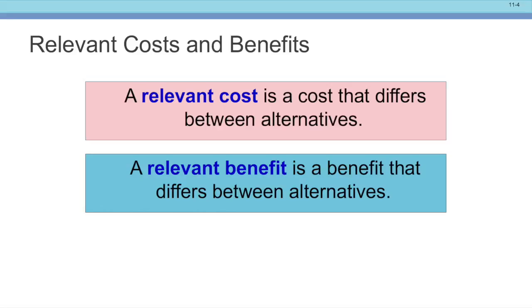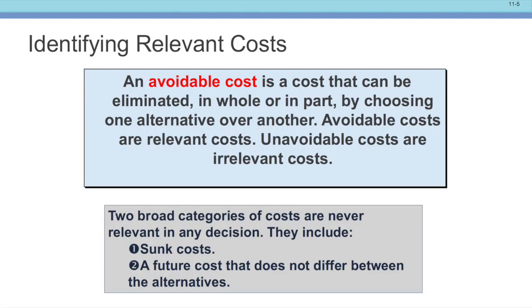So, a relevant cost is a cost that differs between alternatives, and a relevant benefit is a benefit that differs between alternatives. Now, that may sound vague right now here at the start, but you will see that this is very important in making decisions coming up. So hang in there. We also have to discuss identifying relevant costs. An avoidable cost is a cost that can be eliminated in whole or in part by choosing one alternative or the other. Avoidable costs are relevant costs. Unavoidable costs are irrelevant costs.